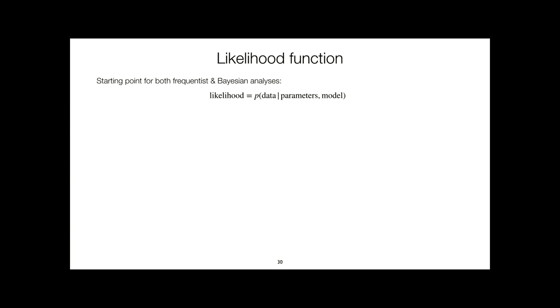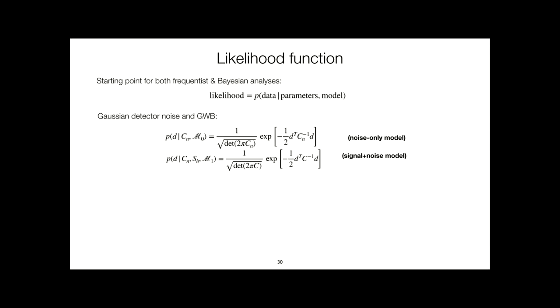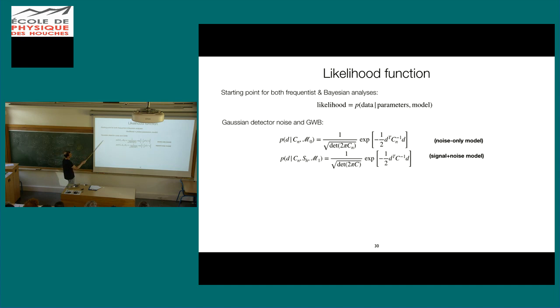Now, as I said, the likelihood function is the starting point for both frequentist and Bayesian analyses. The likelihood function is the probability of the data given a set of parameters corresponding to a particular model. For Gaussian detector noise in a Gaussian gravitational wave background, the likelihood function is given by these multivariate Gaussian distributions shown here. For the noise-only model, which I denote here by M0, and the signal plus noise model, which I denote by M1, the only difference in these expressions is that one has Cn and the other has C. So Cn is the noise covariance matrix, whereas C here is the covariance matrix of the data, which consists both of signal and noise.